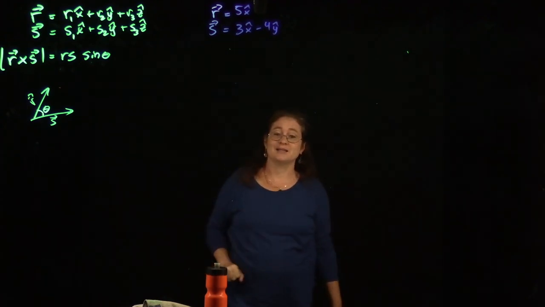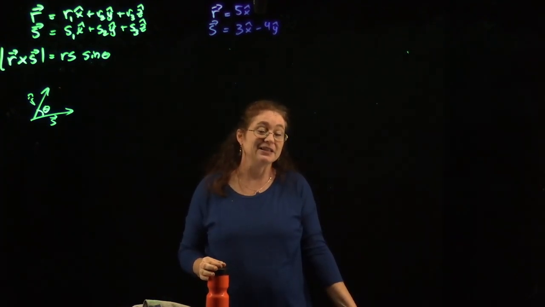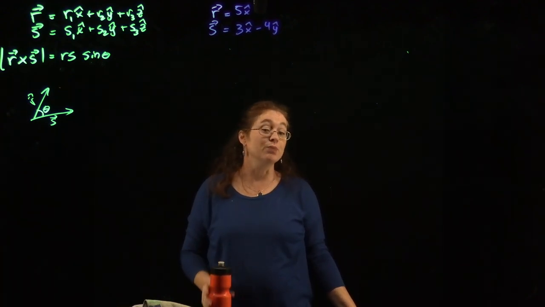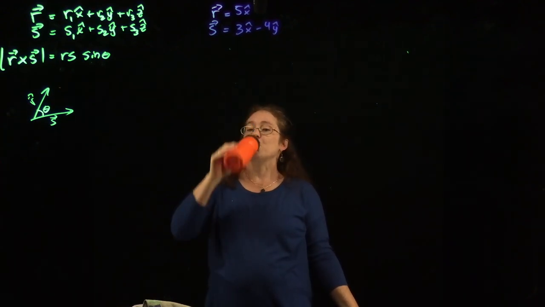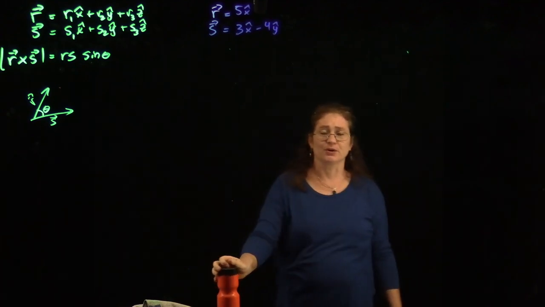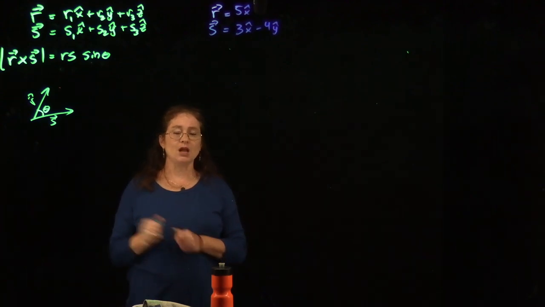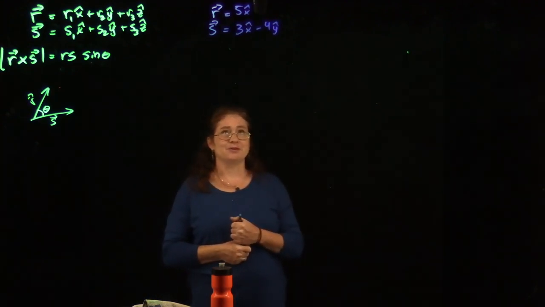I can tell that without doing any math, and I can tell that because the cross product is always perpendicular to both of the vectors. And there's no z component. Sometimes it's a little bit harder to see what it is, but that particular one happens to be easy.